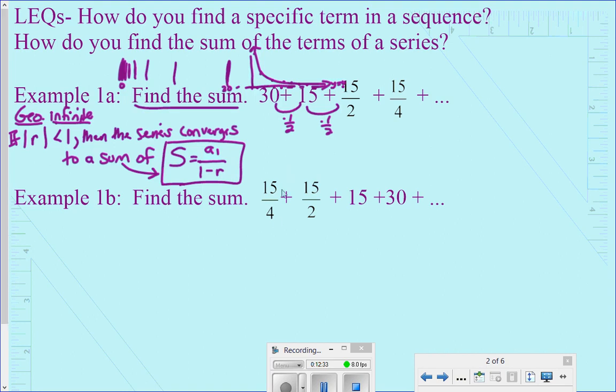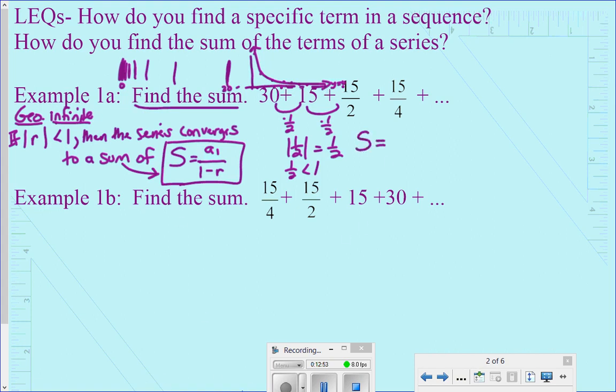So our R value is a half. So the absolute value of a half is a half, and a half is less than 1. So because the absolute value of the R value is less than 1, our series does converge, and we saw that with our graph here. And it converges to the sum. So I'm going to find the sum now.